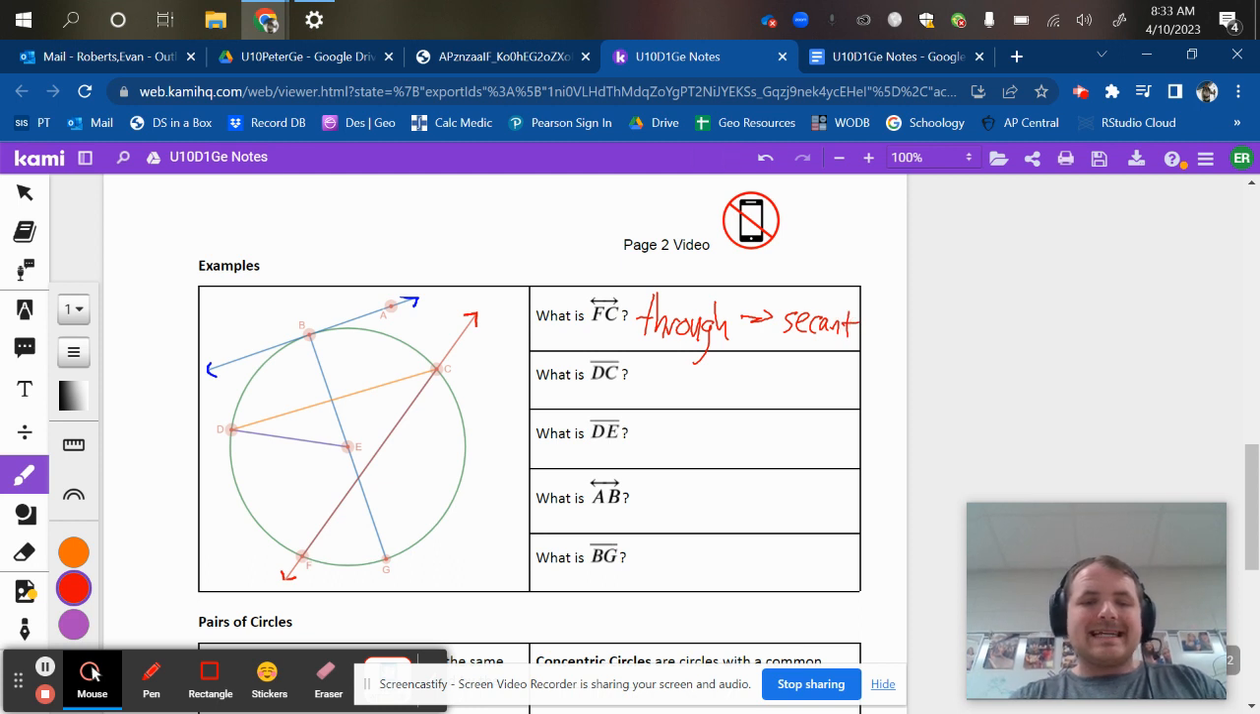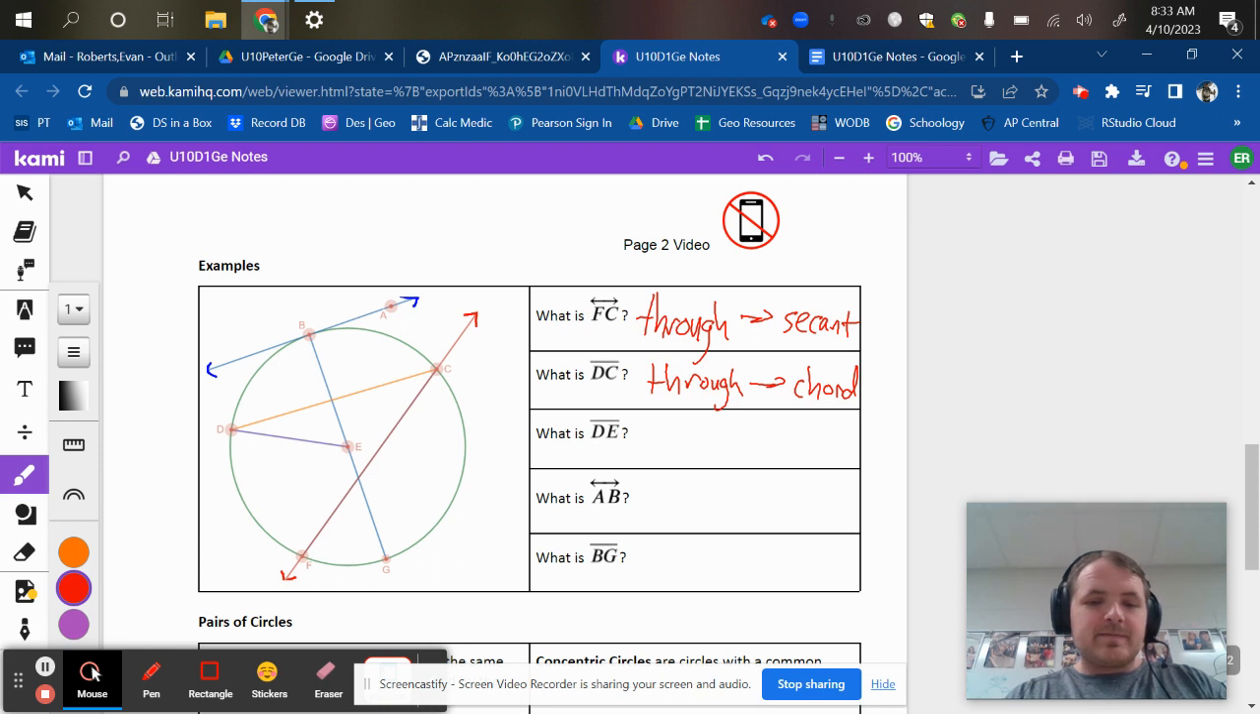Okay. DC, again, right there, there's only a segment on top of it, not an actual line. So it is a line segment going through that circle. However, it's not a line, it's just a line segment. So we call that a chord. Okay, so when we say the word through like that, we're going to jump to either secant or chord, most likely. There's only a couple times where it would be diameter.